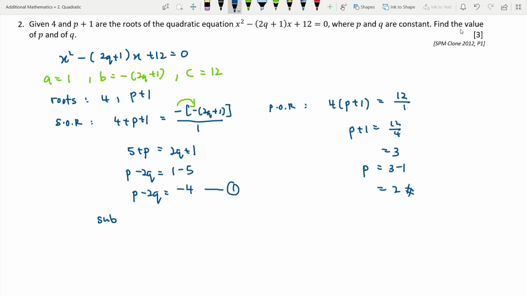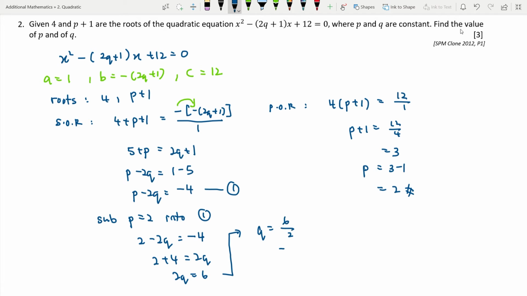We substitute the value of p equal to 2 into equation 1. 2 minus 2q is equal to negative 4. 2 plus 4 is equal to 2q. 2q is equal to 6. q is equal to 6 divided by 2, we get 3.